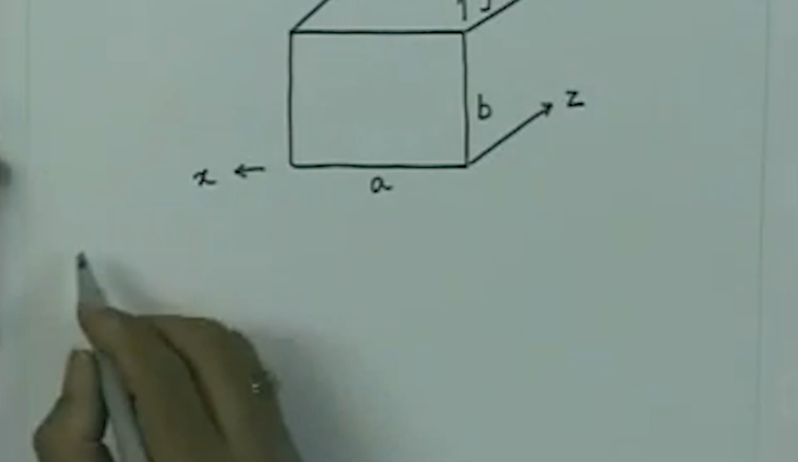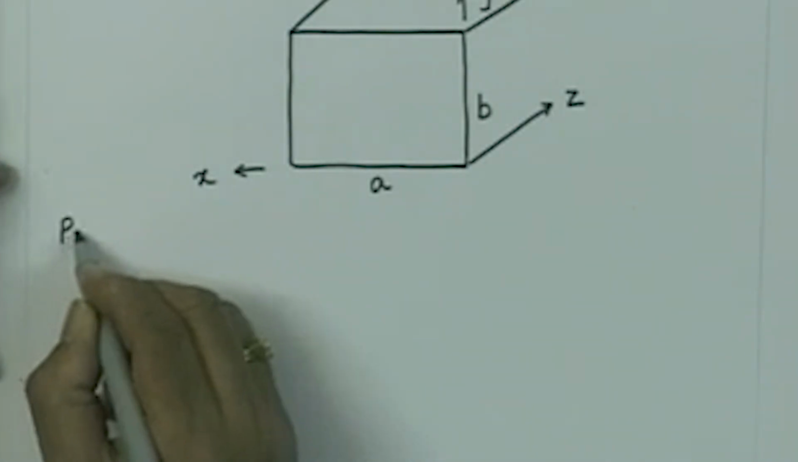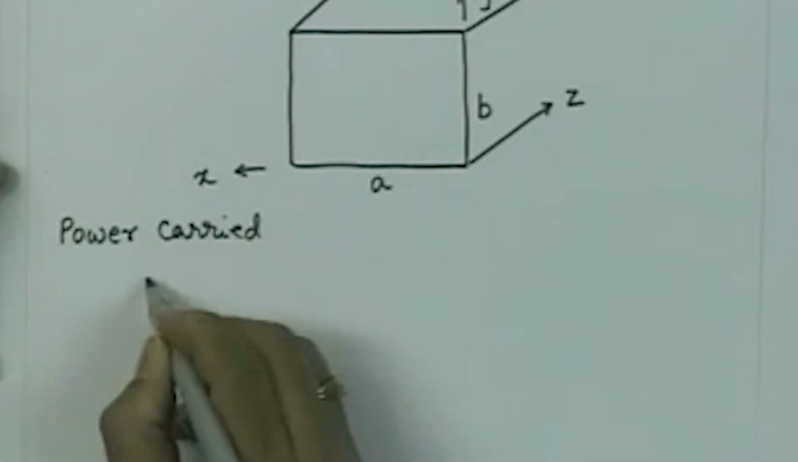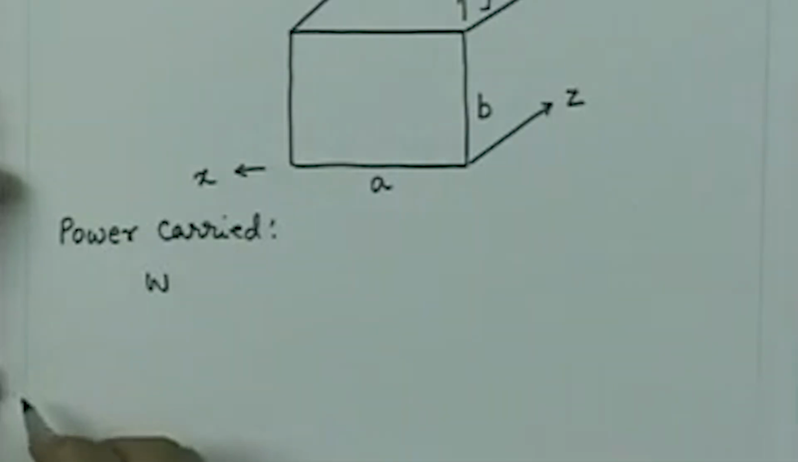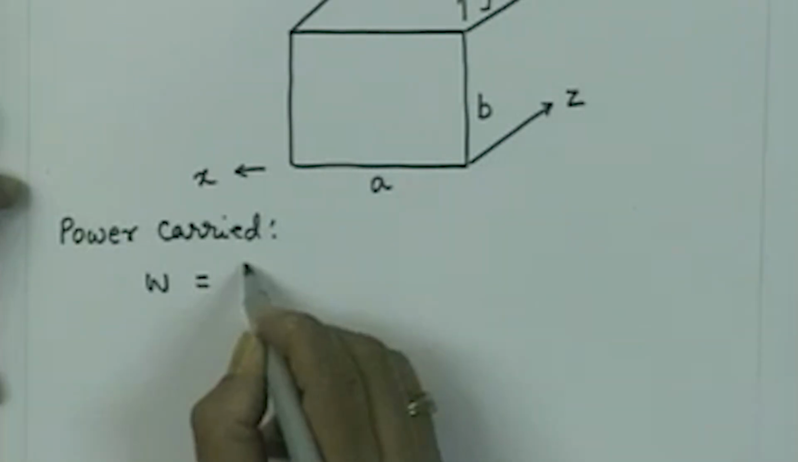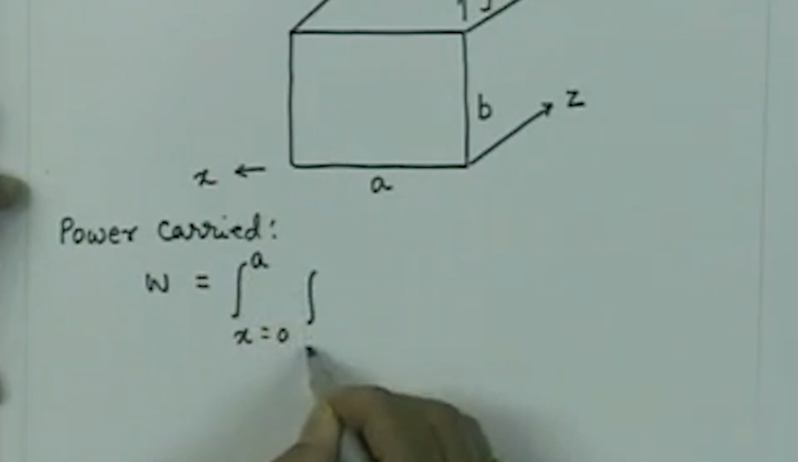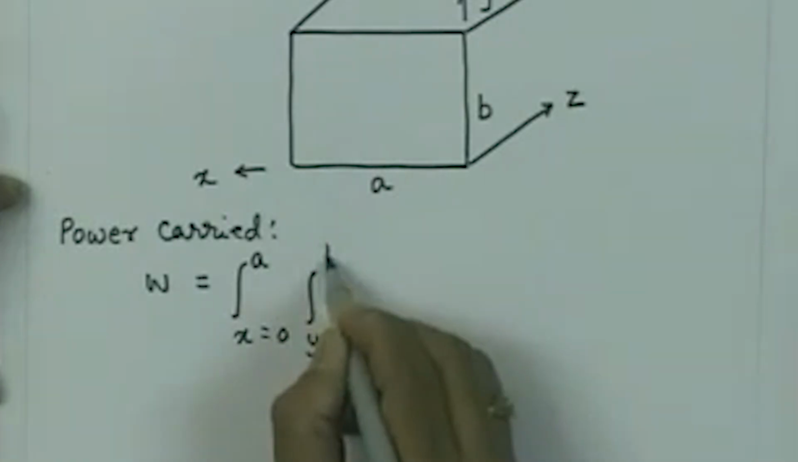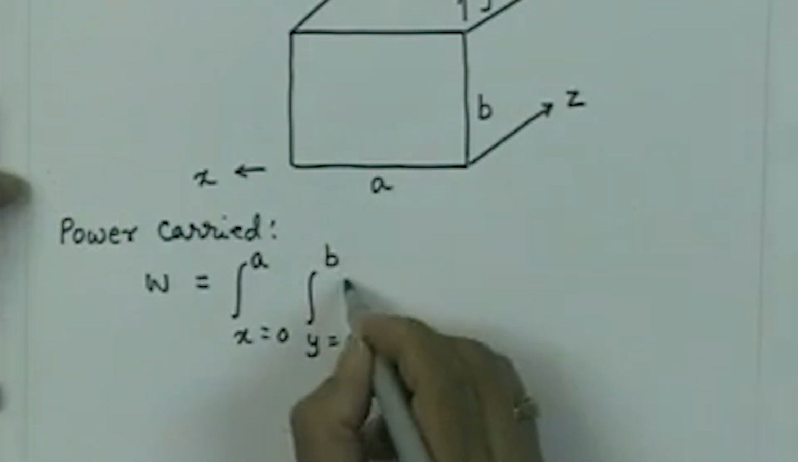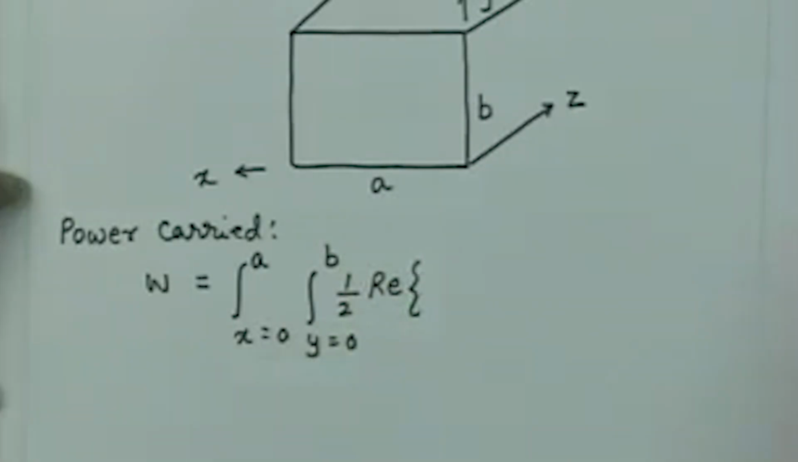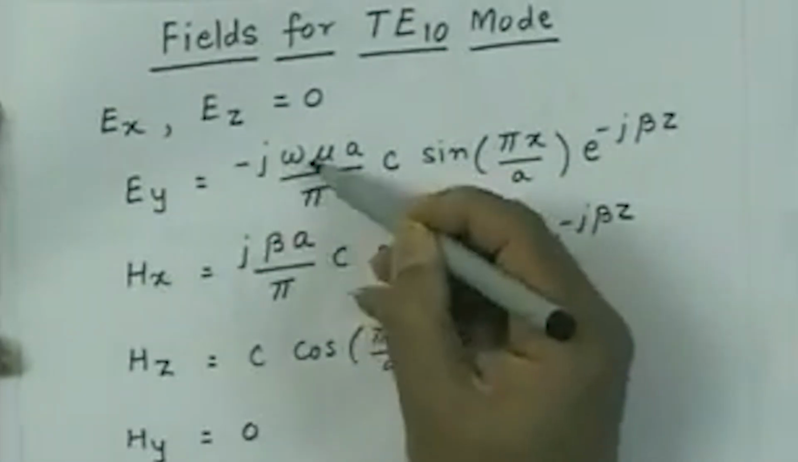So first we take the total power carried, that is W, that will be equal to the integral x going from 0 to a, y going from 0 to b, half real part of E cross H conjugate, and the real part, since these two quantities, this is minus j, this is j.